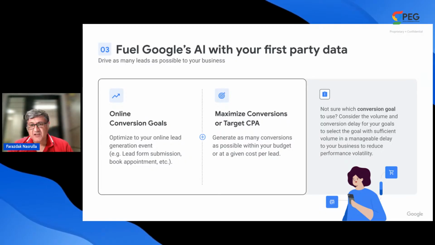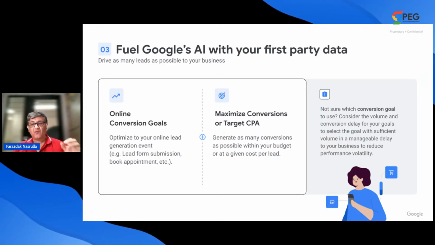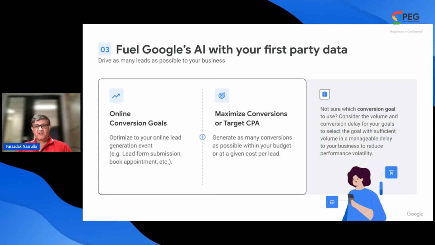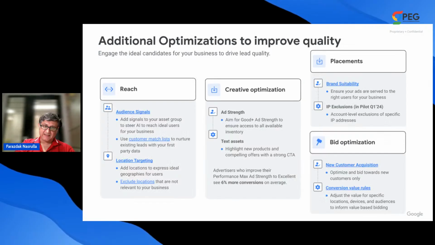So if you're not sure which conversion goal to use, consider the volume and conversion delay for your goals. Select the goal with sufficient volume and manageable delay for your business to reduce performance volatility.